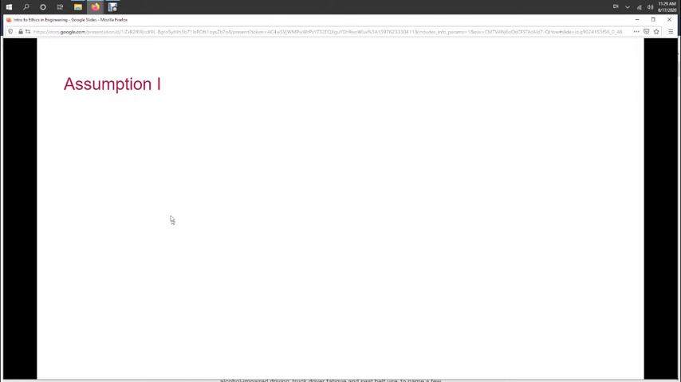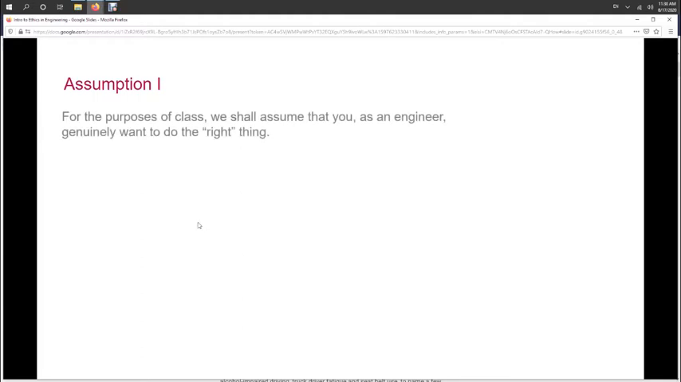So for ethics, there are a few assumptions that I just want to lay out in the beginning so our discussions will be more productive. The first one is, for the purposes of class, I assume that you, as an engineer, genuinely want to do the right thing. We're not going to spend a lot of time convincing you to do the right thing and to make the right choices. I assume that all of you want to do the right thing, and I think that's an important prerequisite for our discussions. I think it's good to assume good intentions.